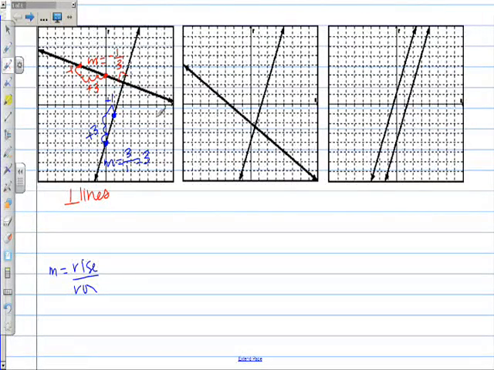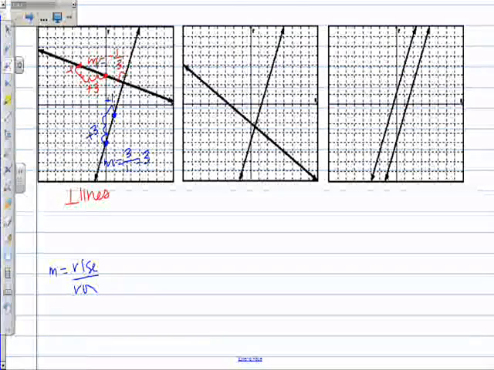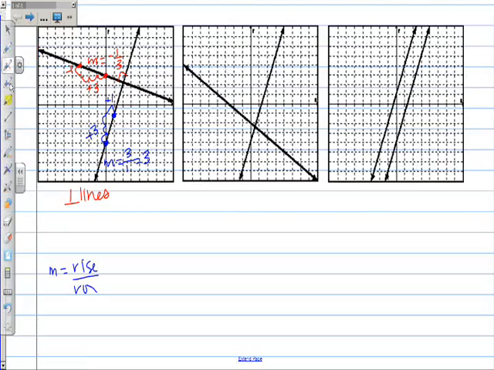You can't always just look at it because it can be really hard to tell if they're exactly perpendicular or if they're just intersecting. Okay? Now you could have also risen 1 and gone to the left 3, and that would have been positive 1 over negative 3, which is the same thing.